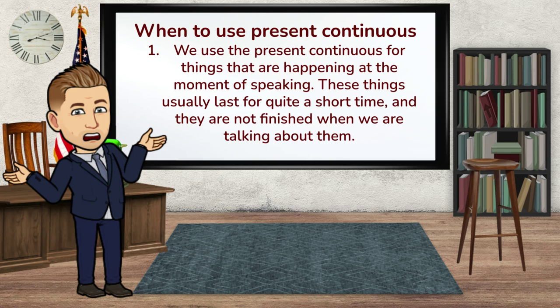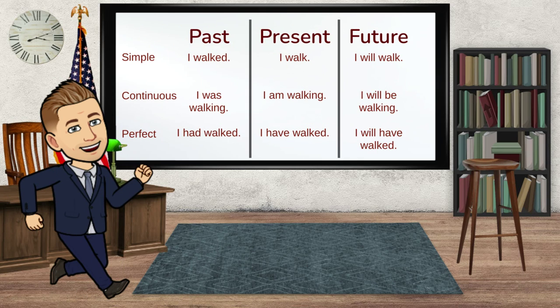So when do we use the present continuous? We use the present continuous for things that are happening at the moment of speaking. These things usually last for quite a short time, and they are not finished when we are talking about them. So remember, we said, I am walking. So that's something that's happening as we're speaking, and it did not finish yet.